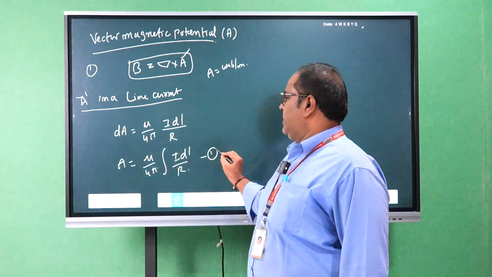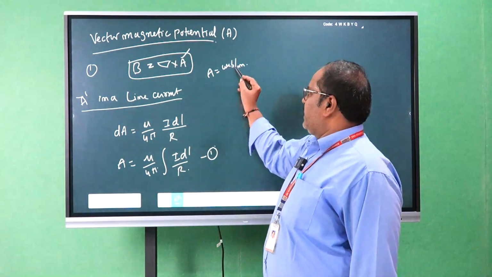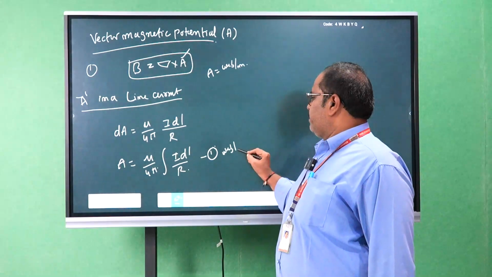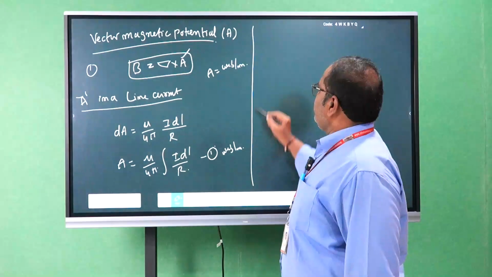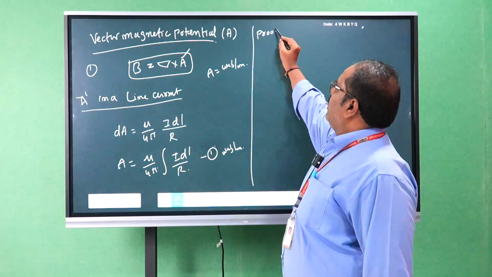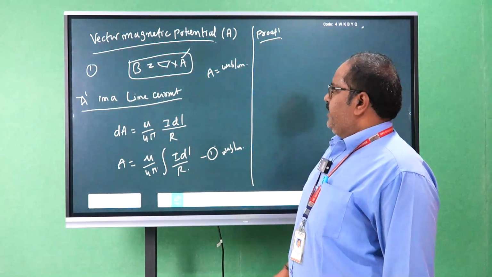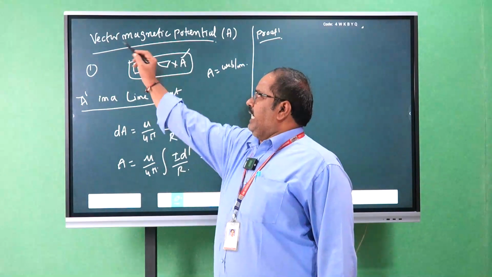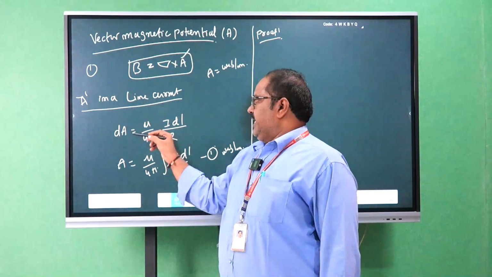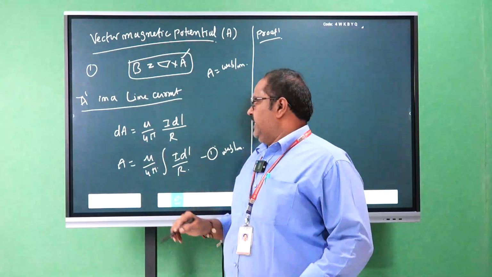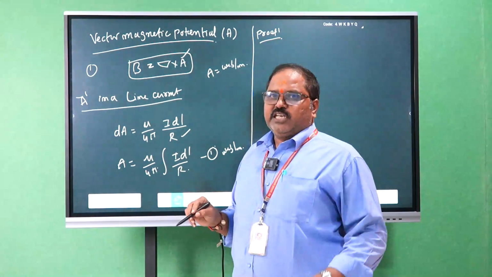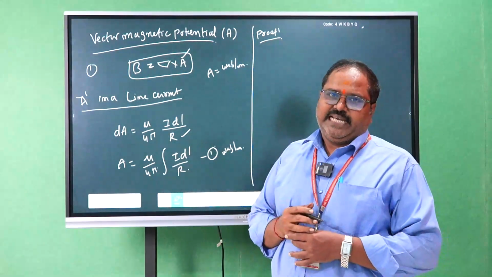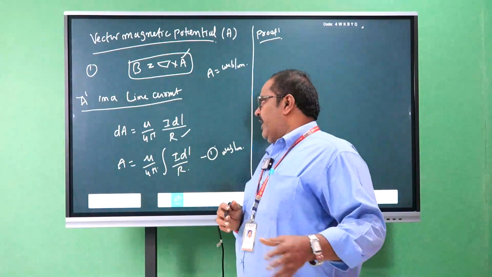Equation number 1. What are the units? Weber per meter. You have to derive the expression. Proof. In a line current, the vector magnetic potential is directly proportional to the product I dl and inversely proportional to the distance between them. The distance is the source point to field point distance.